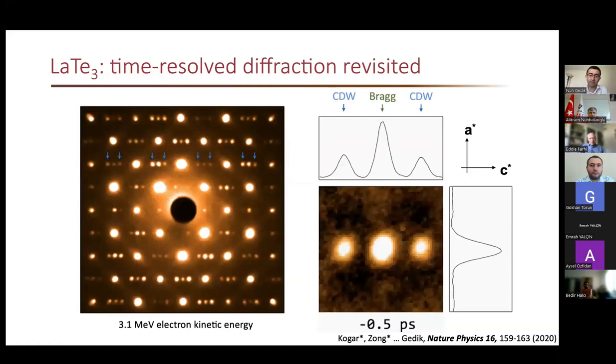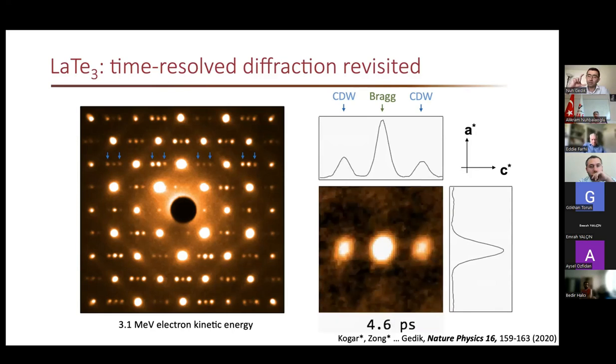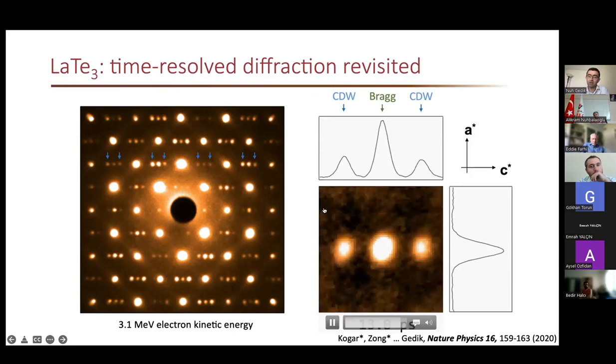In fact, I can show you a movie. This is the original diffraction pattern, and I am taking this region here, and that's what it looks like 500 femtoseconds before the light kicks. If I take a cut here, you see the nice charge density wave modulations. If I take a cut in the A-axis direction, there is no charge density wave, so there's no modulation, no extra peaks. But let's watch this movie, what happens when you kick with the light. You can see that new peaks appear in the A-axis direction, and then if you wait long enough, they disappear. Let me run this one more time. You can see the peaks come in, and then they go away.